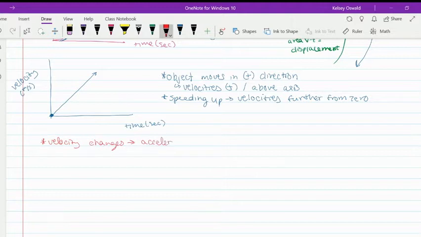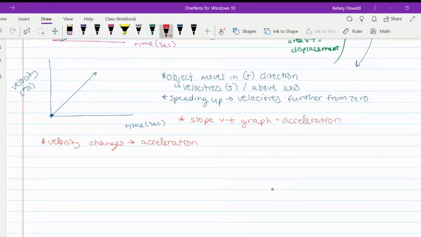Okay? And acceleration is the rate of change of our velocity. So if we want to find our acceleration from our velocity time graph, what we're going to do is find our slope, because that'll tell us the rate that our velocity changes. So if we find the slope of our velocity time graph, that'll tell us our acceleration.